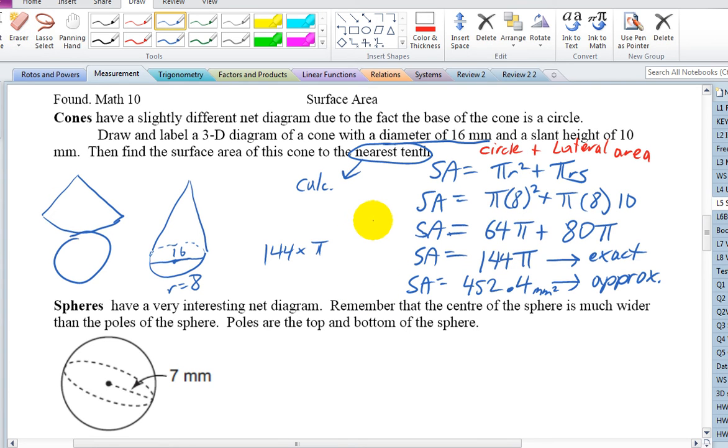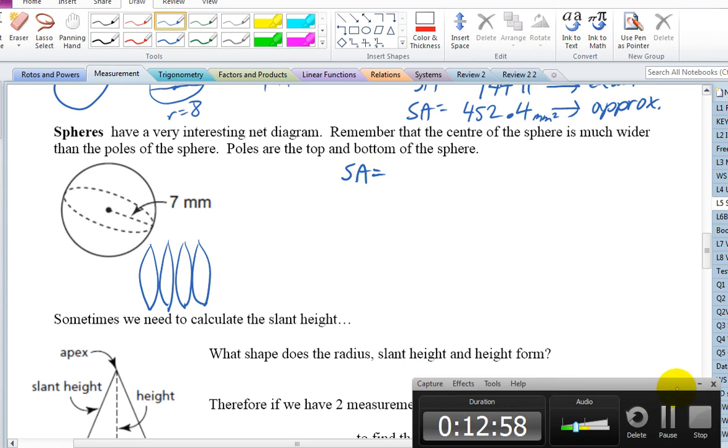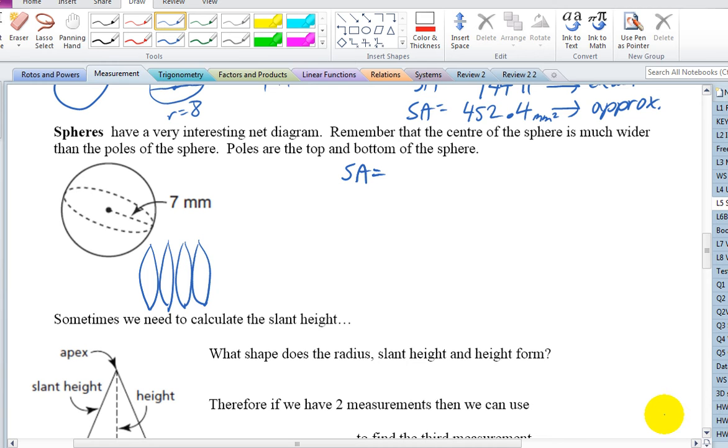Okay, next one. Sphere. They have an interesting net diagram. It kind of looks like canoes or kayaks, all joined up. For this, find your surface area. It's right from your formula sheet. So go to your formula sheet, find the surface area formula for a sphere. Go have a look in the blue. Good, 4 pi r squared.